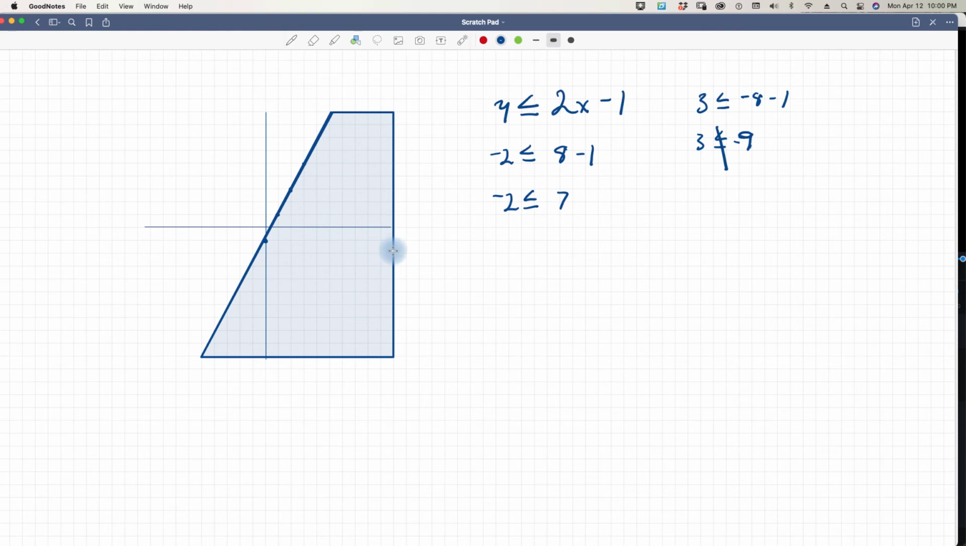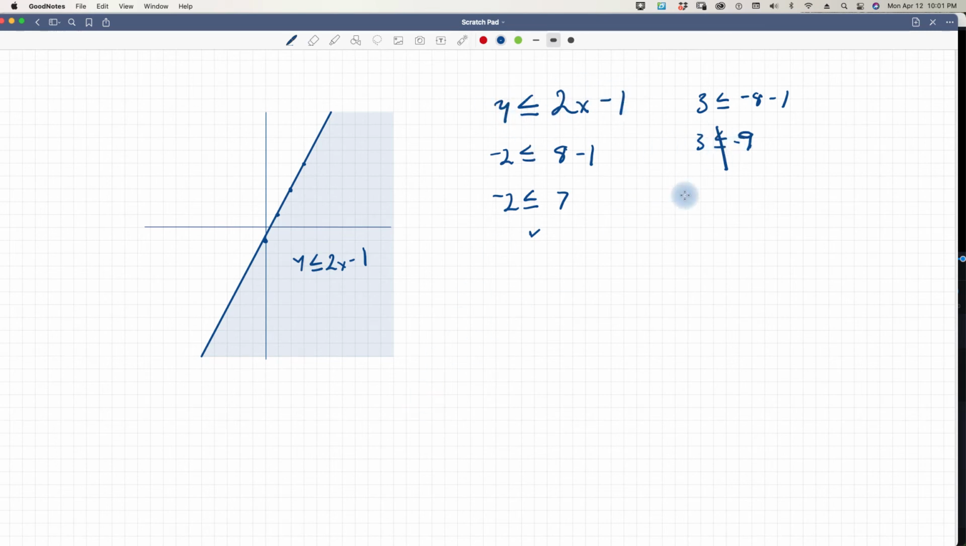Okay, and then I'm going to tap on my line and Control Z. And there's my shading. And my line is solid because it has the equal sign, okay? So I can label this side y is less than or equal to 2x minus 1. And that's how you would do that. You shade it in. If it says equal to, you make sure the line is solid, and then you label that side with the true statement.